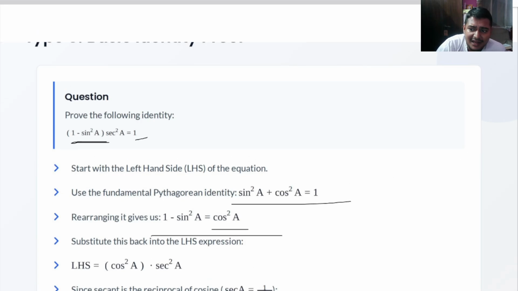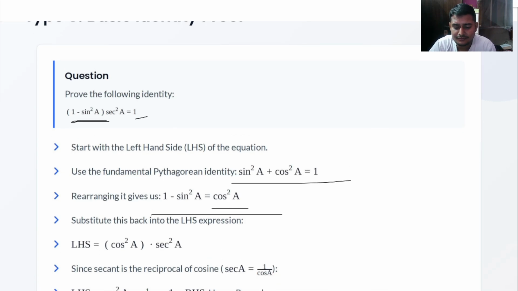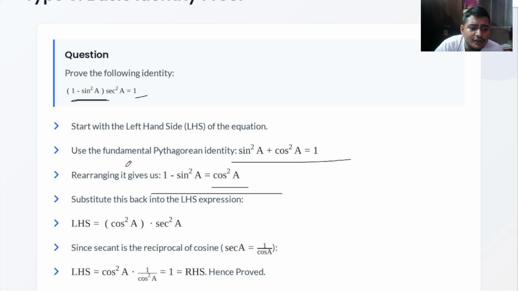We have taken the LHS. So cos square A into sec square A will be coming as 1, because sec A equals 1 by cos A, and if we put the value over here, cos square A into 1 by cos square A cancel out each other, and 1 is the result. Hence LHS equals RHS, proved.